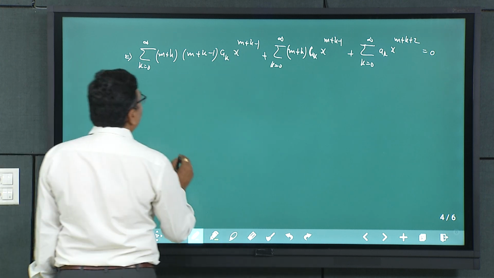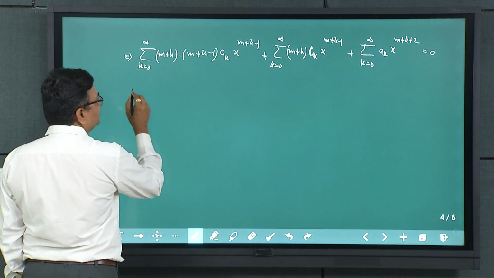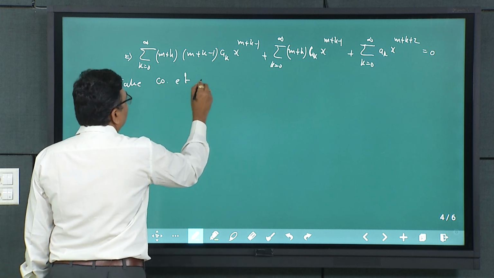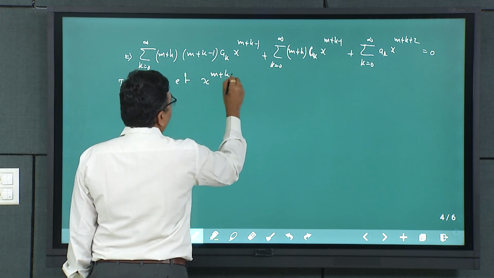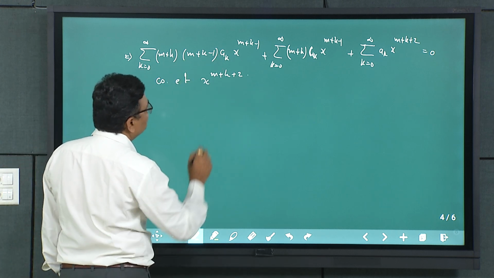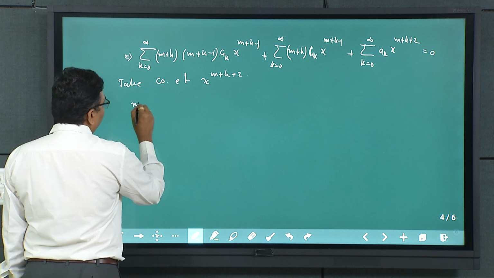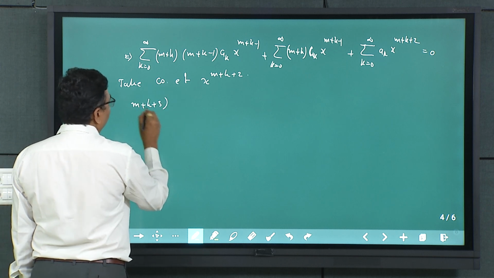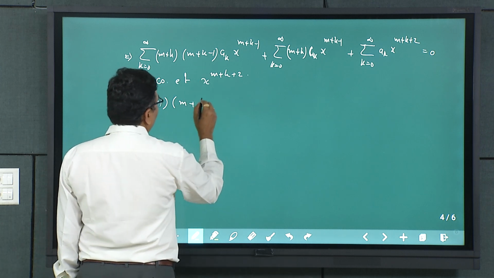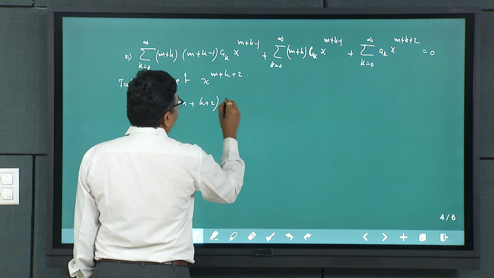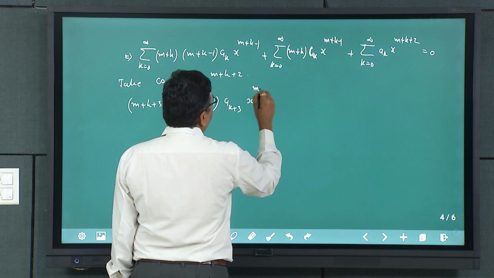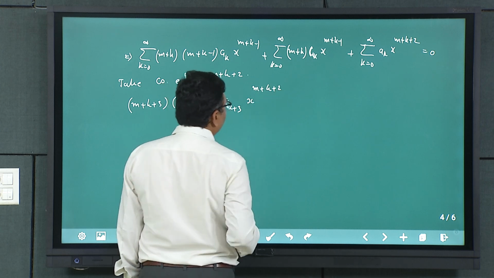So compare the coefficient of x raised to m plus k plus 2, right. So here we have to take k is equal to k plus 3, right. So m plus k plus 3 into m plus k plus 2, this is a k plus 3. This will be x raised to m plus k plus 2, right.